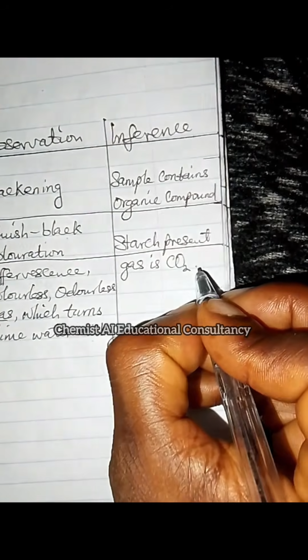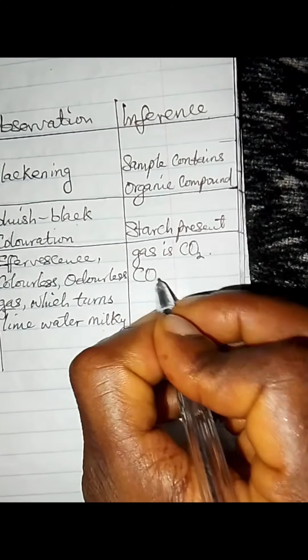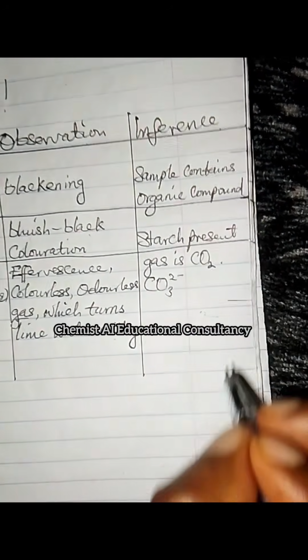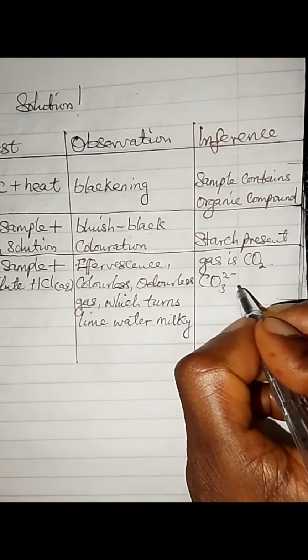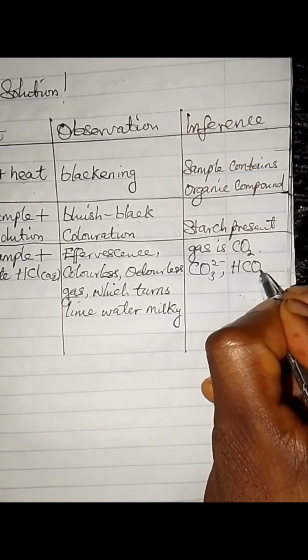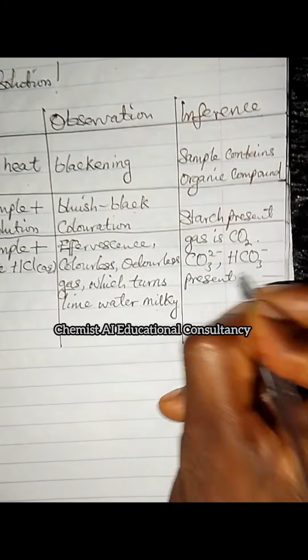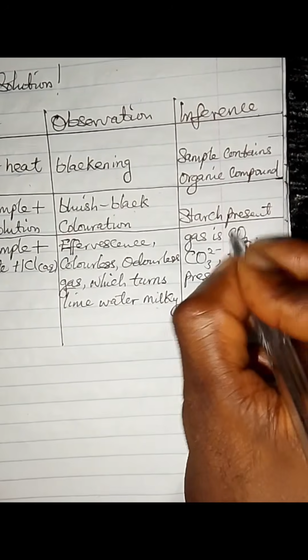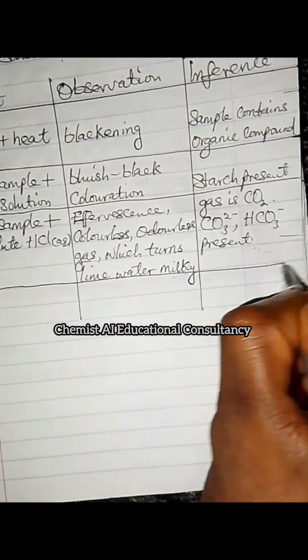So because carbon dioxide is released, don't hesitate to write what the carbon dioxide is released from, which is carbonate or bicarbonate, HCO3 minus. So you write CO3 2 minus or HCO3 1 minus present, because these are the two things that can release carbon dioxide. And after this, you are done with question 3. You rule your line, a straight line, remember.